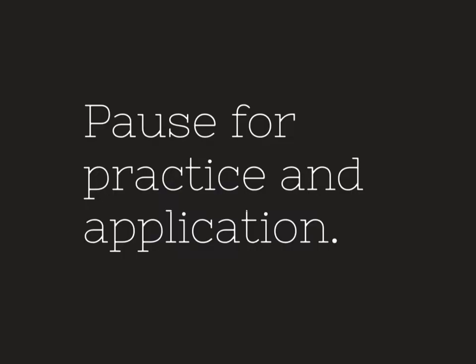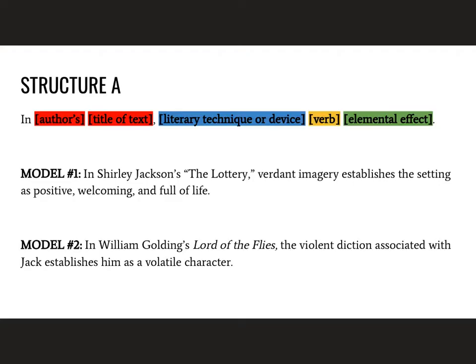All right, so let's take a second and pause. We're going to practice applying our understanding of topic sentences by looking at 3 different structures. In doing this, I'm going to ask you to actually practice writing a topic sentence yourself in 3 different ways. So let's take a look at response paragraph topic sentence structure A. All right. Let's look at the sample first. In author's title of text, literary technique or device, verb, elemental effect.